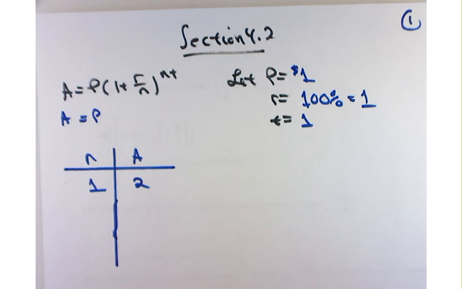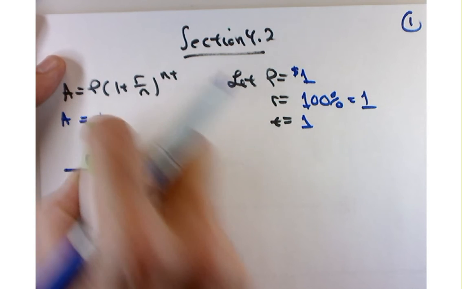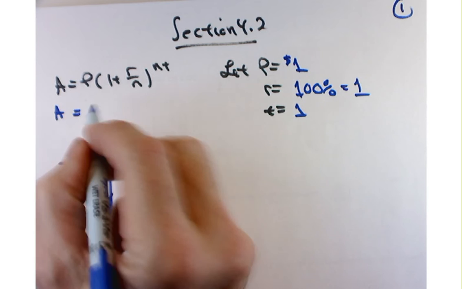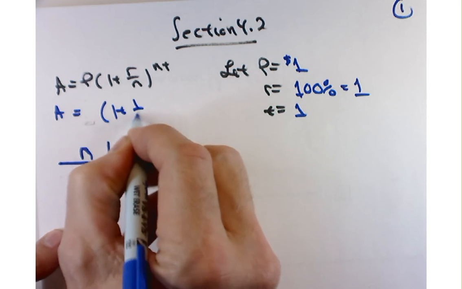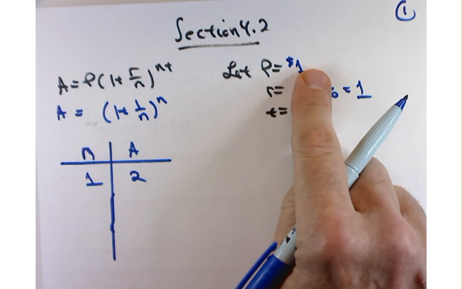Where'd it go? Is that supposed to be an N or an R in the chart? N. Okay. So 1 plus 1 over N to the N power. That's essentially what's left here.